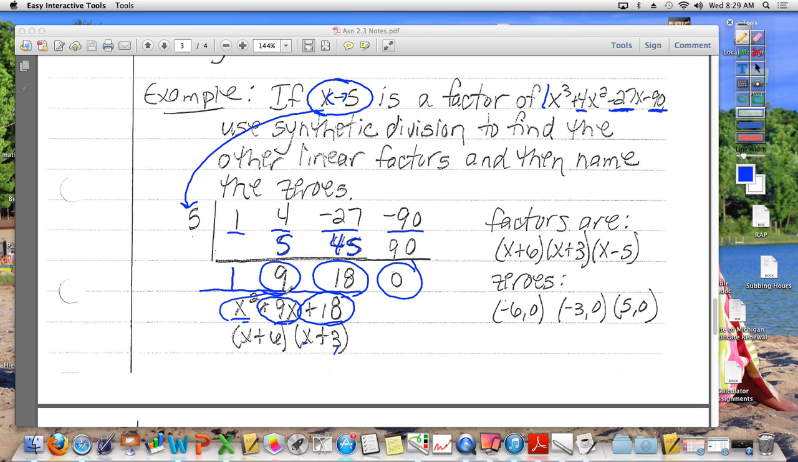So once you got it to look like this, then it became a pretty easy algebra problem for you. So the three factors are x plus 6 and x plus 3, which I wrote down right here, and then the last factor is x minus 5. Okay, so what are the zeros? These are the factors, which means the zeros are what, guys? Negative 6? The opposite. The opposites, yes. Negative 3 and positive 5.